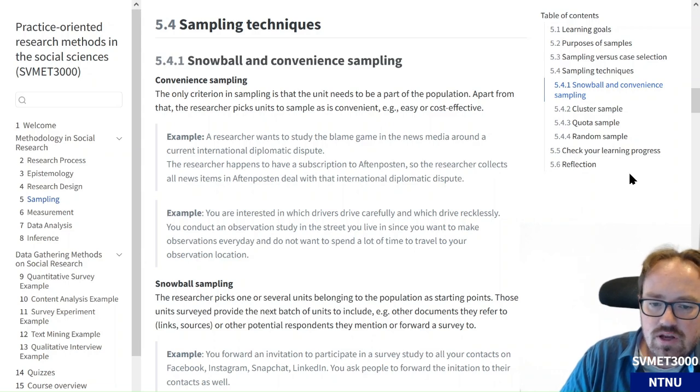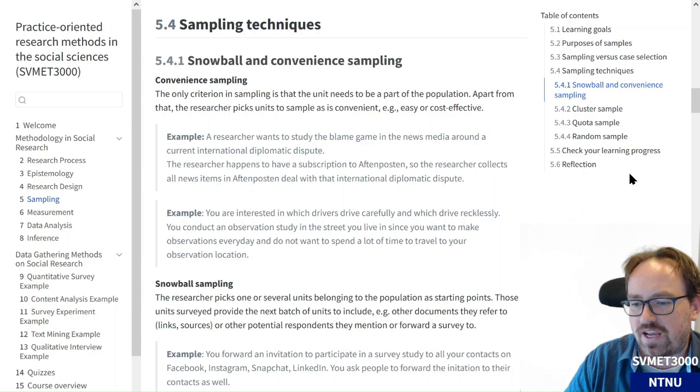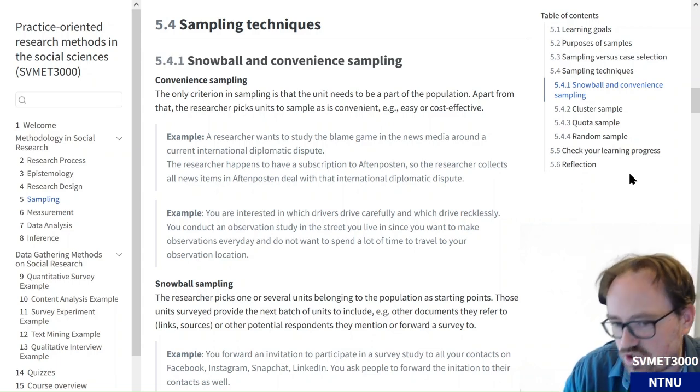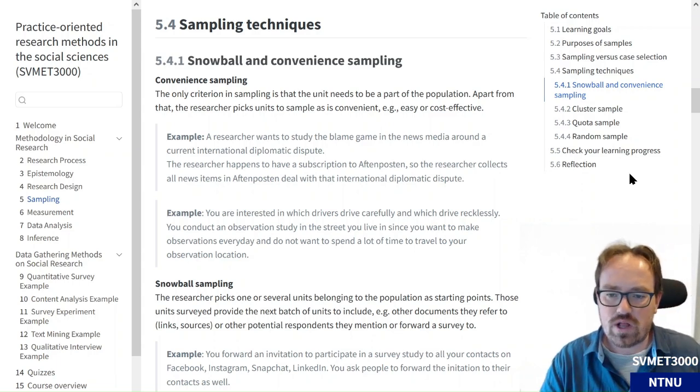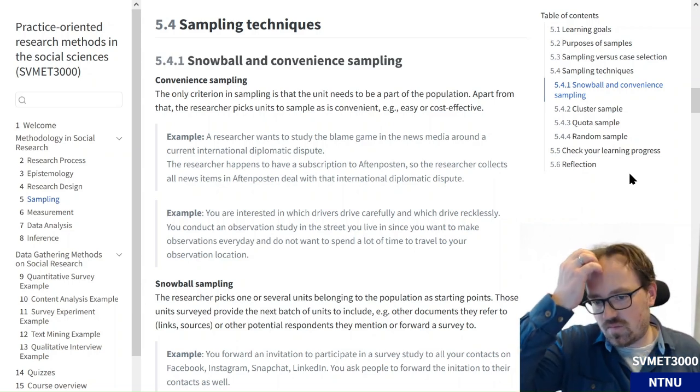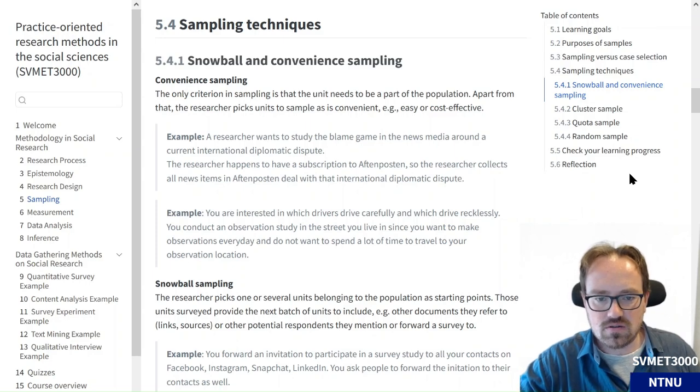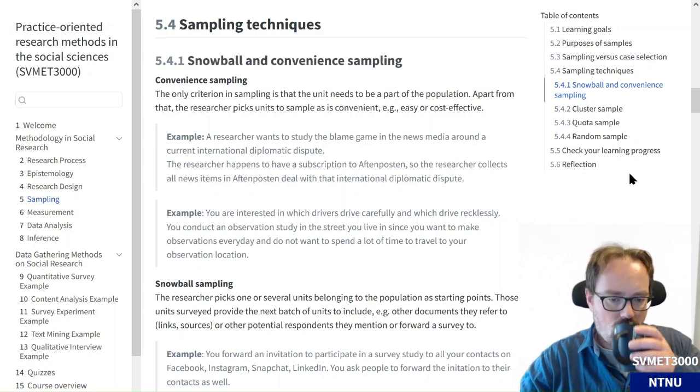Another example, you're interested in which drivers drive carefully and which drive recklessly. You conduct an observation study in the street you live in since you want to make observations every day and don't want to spend a lot of time to travel to your observation location. It's certainly not the best location for that study, or a well considered location, but first of all, practical matters dominate what you do.